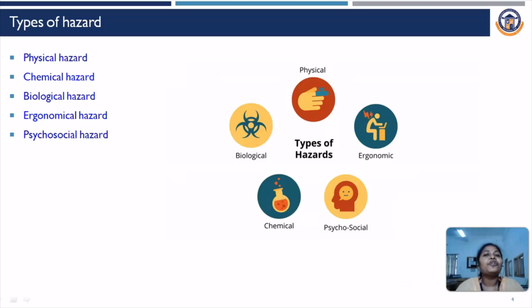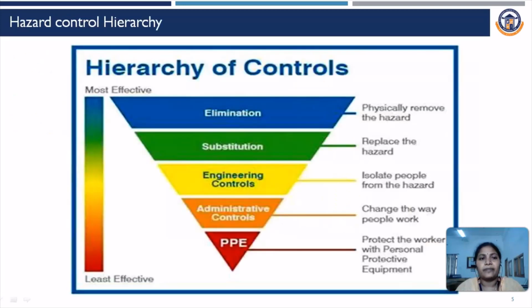So let us see how to mitigate and control these hazards in the work atmosphere. This is the hazard control hierarchy, where the most effective one is elimination and the least effective one is personal protective equipment. So the hierarchy starts like that. First we have to eliminate the hazard, then substitute the hazard, go for engineering control, then administrative control and personal protective equipment. For the first step, elimination, we first have to assess the hazard, what sort of hazard it is, how frequent or how severe it is.